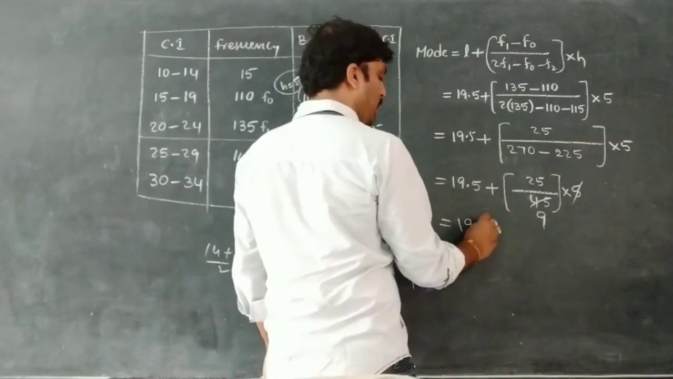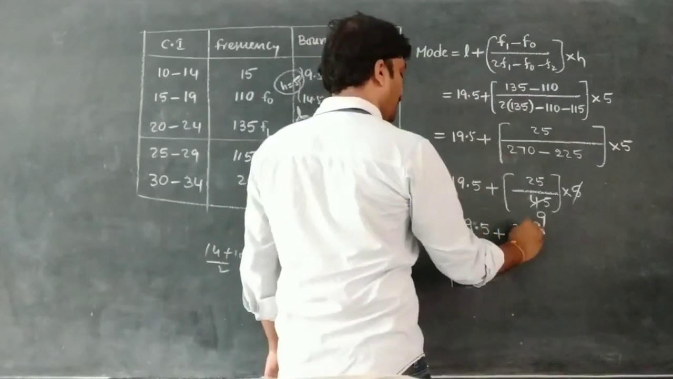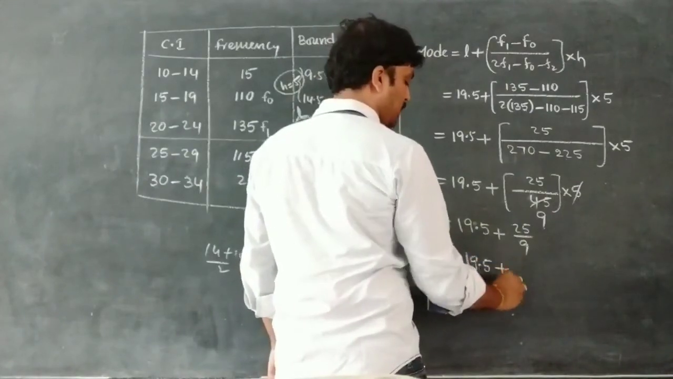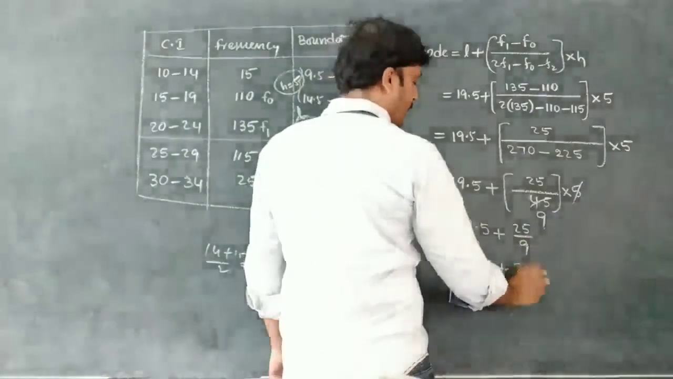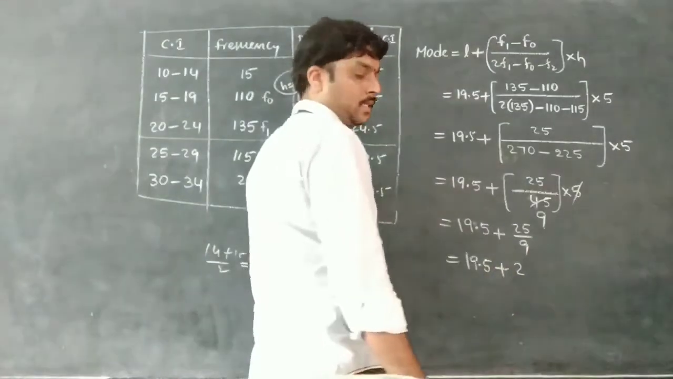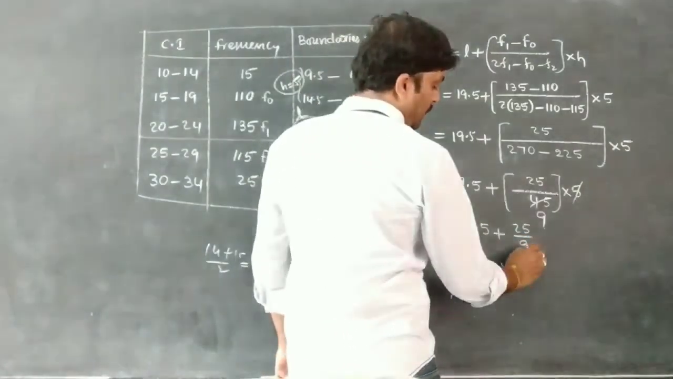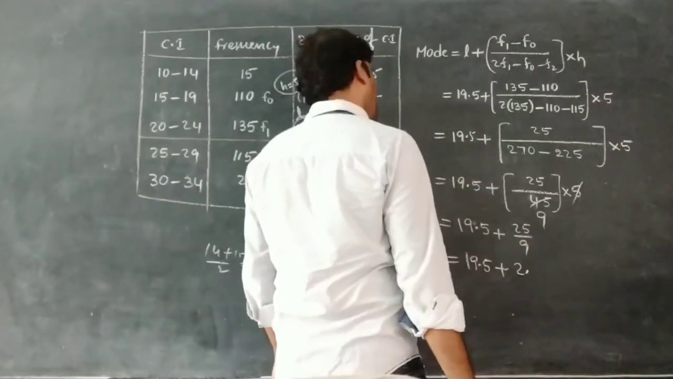So 19.5 plus 25 by 9. Now 19.5 plus, 9 twos are 18, remaining is 7, put the decimal point and 70, 9 eights are 72.